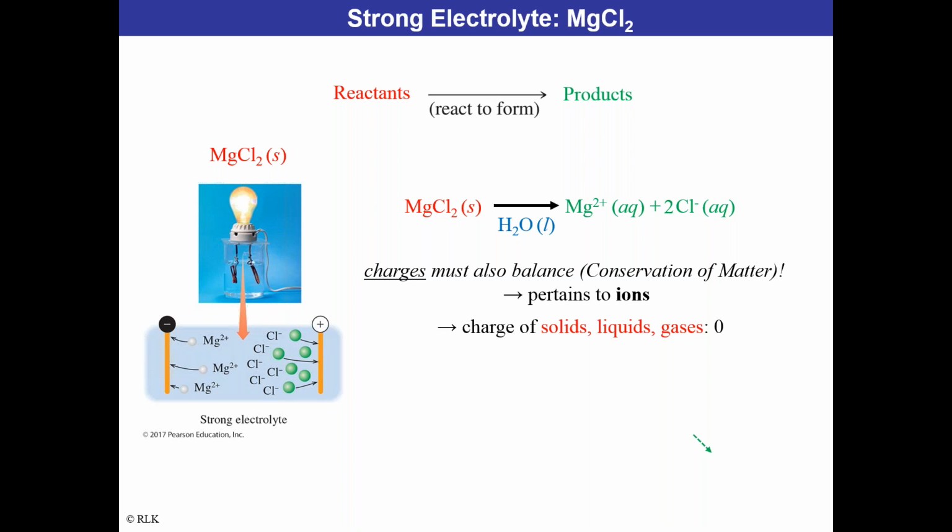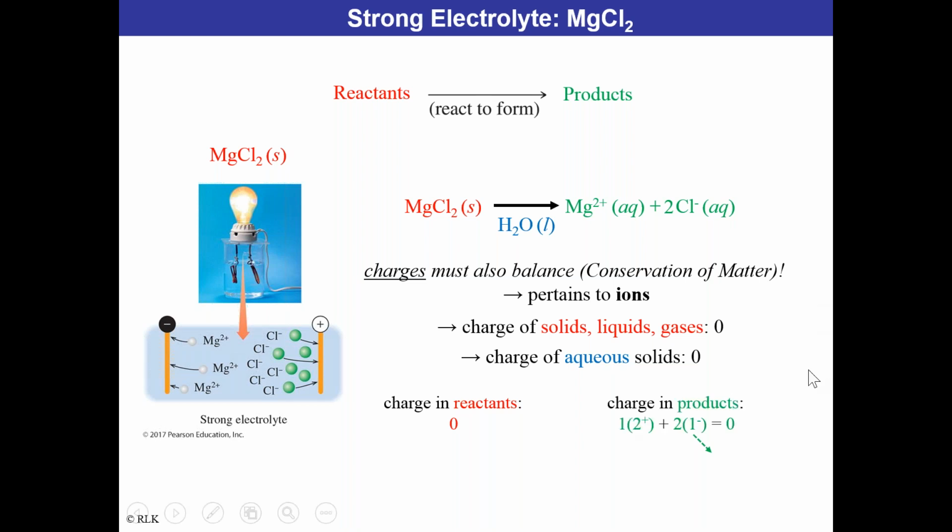The charge of solids, liquids, and gases generally is going to be 0, and the charge of the aqueous solids is also generally 0. So all you have to do is look at the charge of the reactants. If that's 0 on the left-hand side, then the individual ionic charges on the right-hand side, whether positive or negative, must sum to 0. In that case, you have 1 mole of magnesium with a +2 oxidation state and 2 moles of chloride, each with a -1 oxidation state, and they sum to 0. So ionic compounds dissociate, pretty clear.